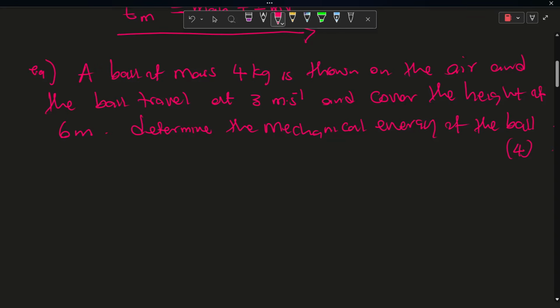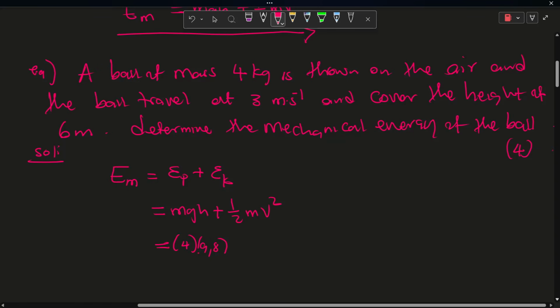See, these are very easy questions that you need to look at. All right. So, which simply means that you're going to say EM is equal to EP plus EK. That is the solution. EP, and then you expand: mgh plus 1 over 2 mv squared. And then what is the mass? It's 4 kg. So you put 4 here. g is 9.8. h, what is the height? It's 6. It's given.